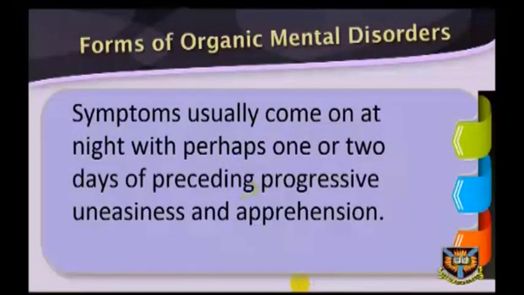The symptoms of delirium tremens usually come at night, with perhaps 1 or 2 days of preceding progressive uneasiness and apprehension. Generally, the patient experiences frightening illusions or hallucinations of a visual or tactile variety. These are sometimes intensified by related delusions. The patient experiences panic and tremor. He is disoriented, restless, agitated, and sleepless. The symptoms often subside during daytime.